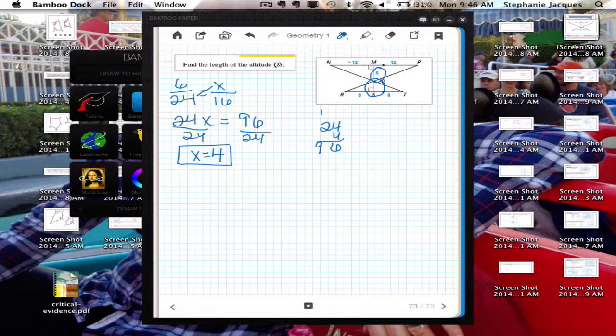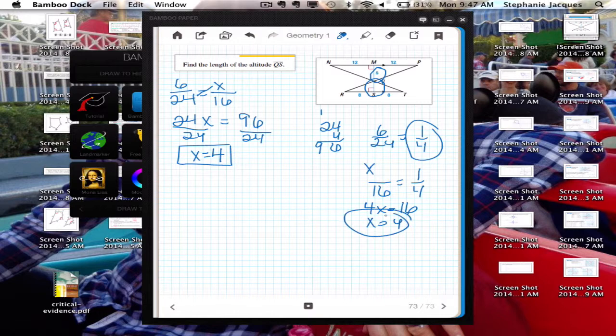You could also do a scale factor relating to each one. So if you did the 6 over 24, you're going to get 1/4 for your factor there. And then for this one, if you have 16 on the bottom and you want a 1/4 scale factor, you'll get 4 as well. So that's another way to do it. I think the easier way is to do it with the proportions.